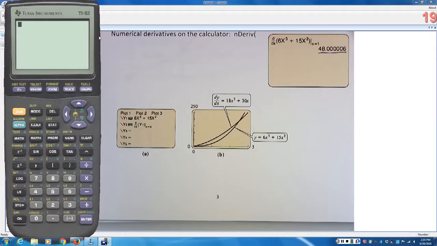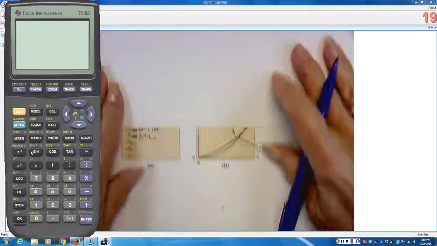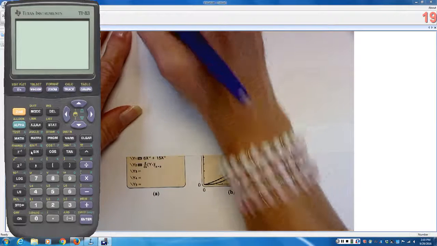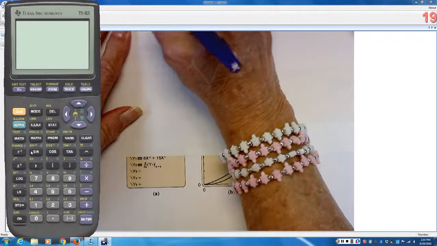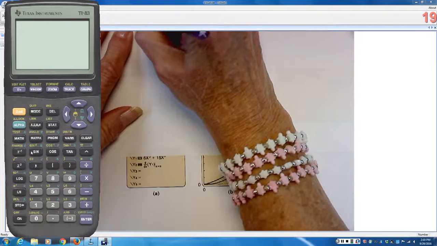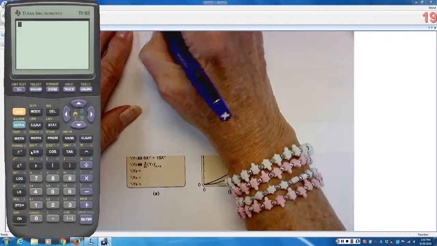One way you can do it is just simply from the home screen, and the order for this is going to be different. Once again, for the TI-81, the 83 and the TI-84, it's a little bit different. The steps on the 84 are to hit math and go down until you find n deriv.